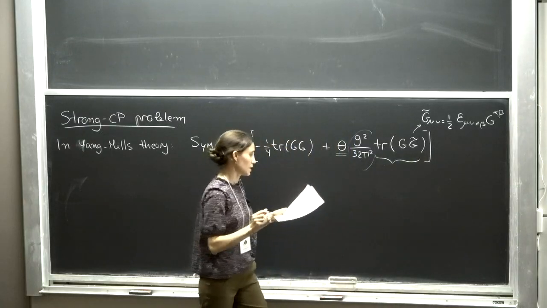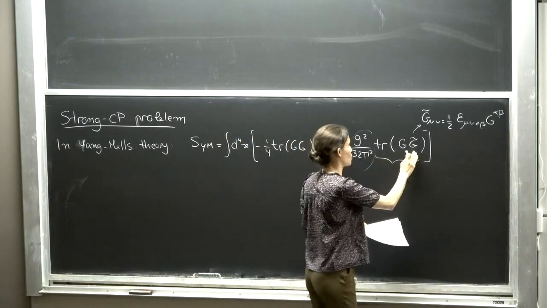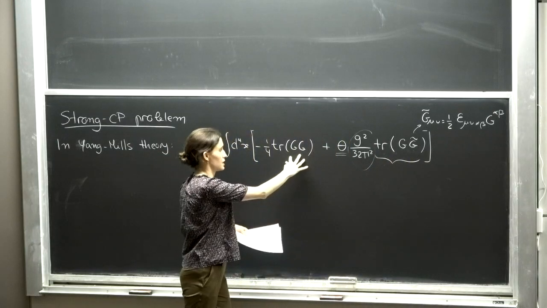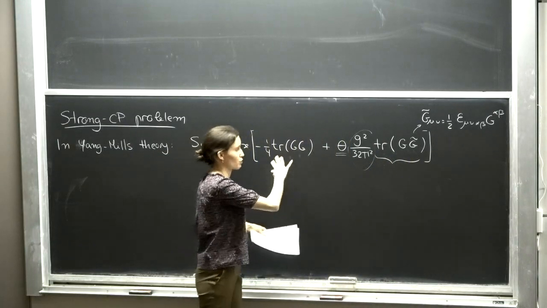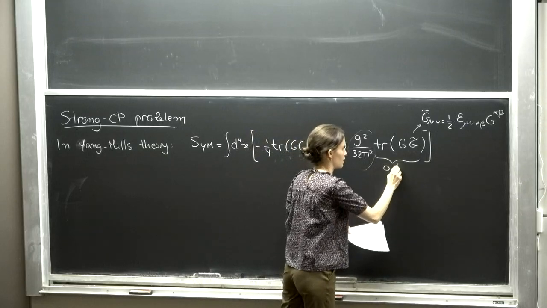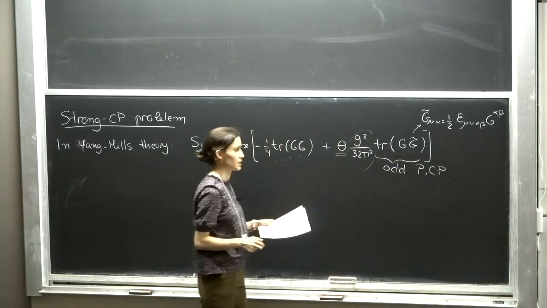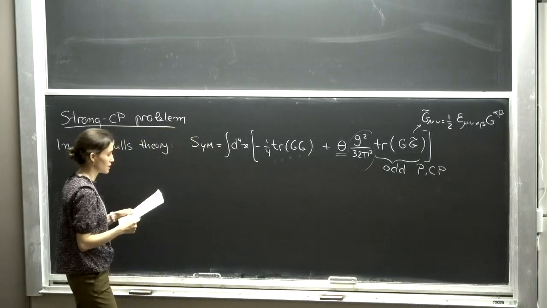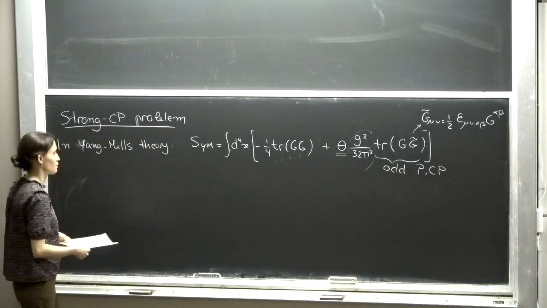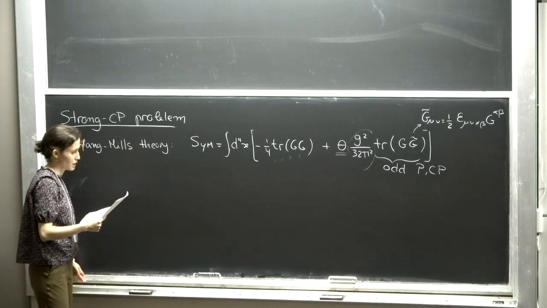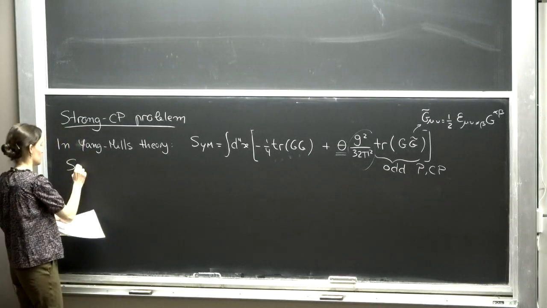As you've probably seen, the trace of GG dual, so GG is symmetric, obviously, under both parity and CP. This term is odd under both P and CP. Okay, so this theta term is a parity and CP violating term that one can write down in a four-dimensional gauge theory. Some comments.